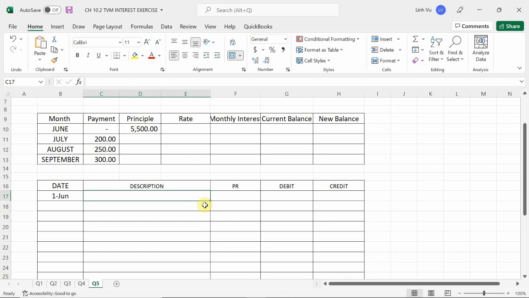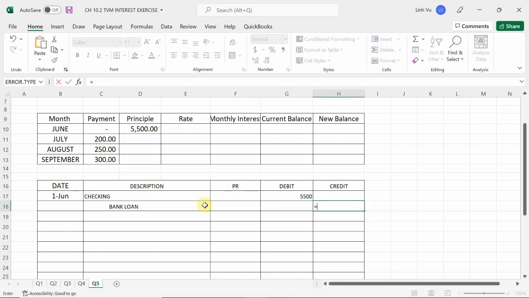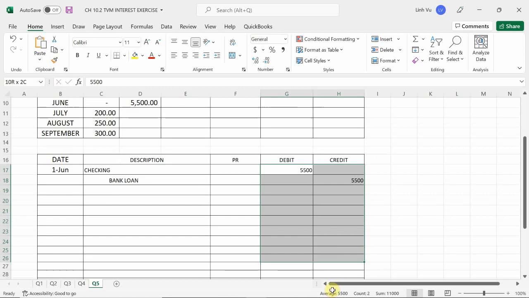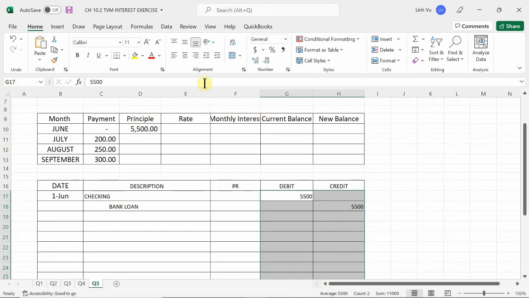This is a bank loan. So, checking account. Yes, when you borrow money, you get money, so you should be getting money in your checking account. And you have a bank loan. When you acquire a bank loan, you don't accrue interest until afterwards. So how much was my bank loan for? $5,500. Okay, so I just got a bank loan for $5,500.